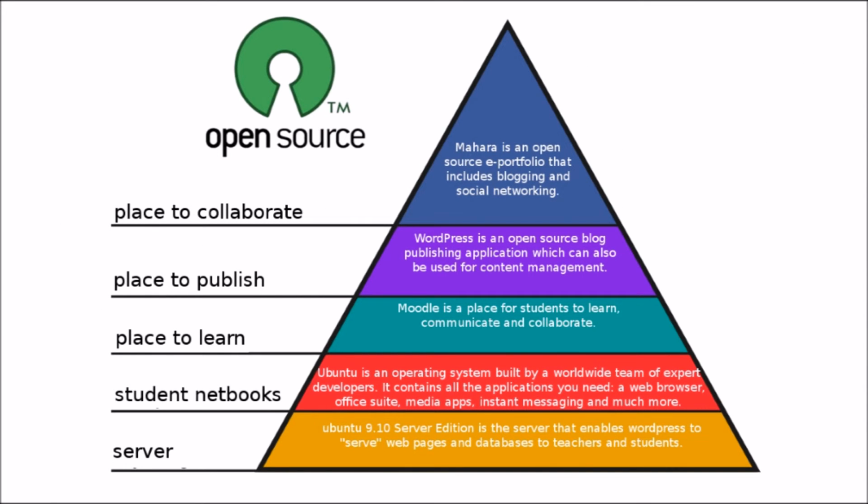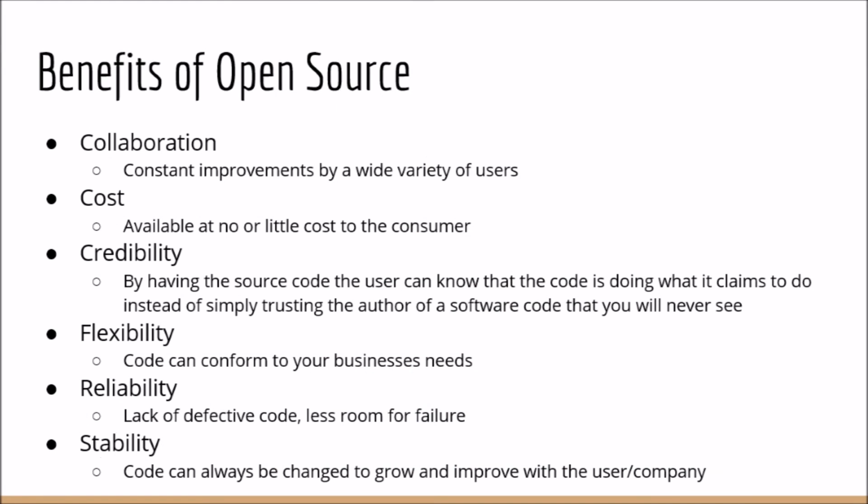I found that this open source pyramid really sums up what open source is all about. It is a place to collaborate, a place to publish, a place to learn, student netbooks, and a server. The benefits of open source include collaboration, cost, credibility, flexibility, reliability, and stability.